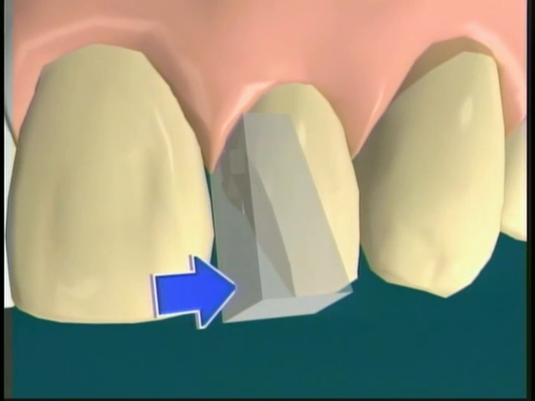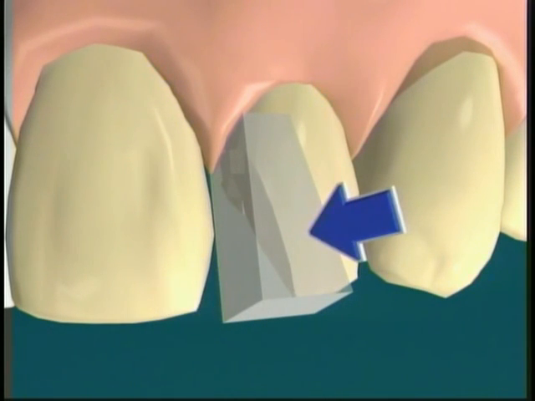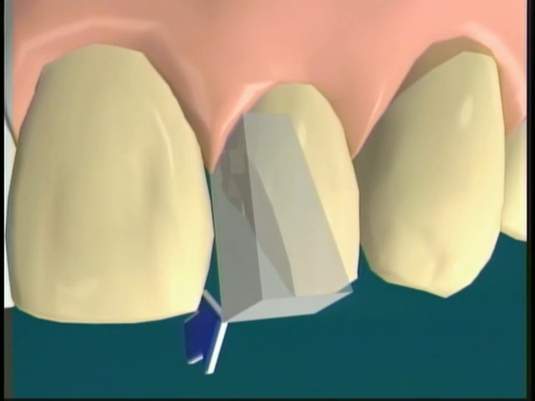The 4 surfaces involved include the mesial or distal surface in combination with the facial surface, the lingual surface, and the incisal edge.